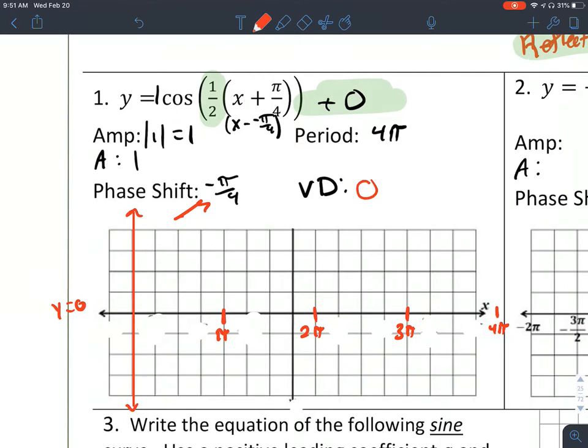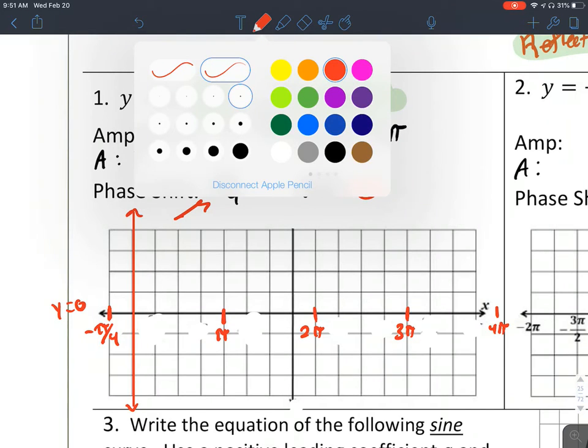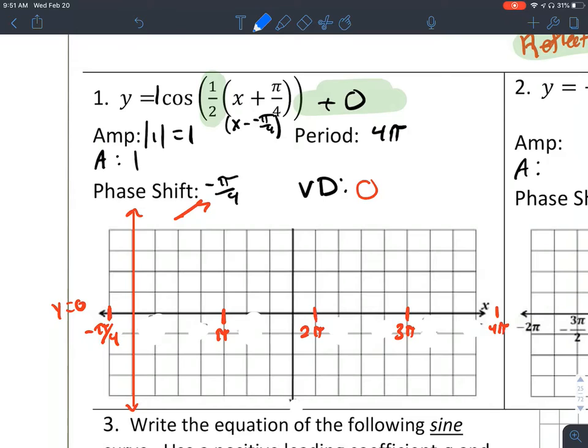Well, how big is pi over 4? It's 1/4 of pi. Pi is 4 units, so that means pi over 4 is 1 unit. So here's what this means for us. Let me recap what we've done. After you identify the midline, use the phase shift to figure out where your period starts, and then figure out where it ends.